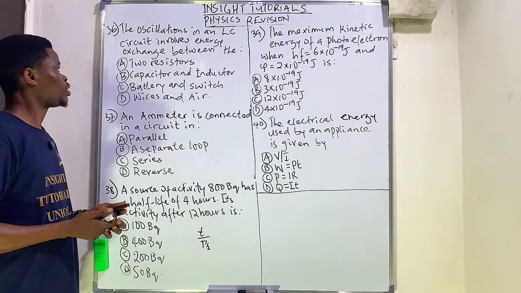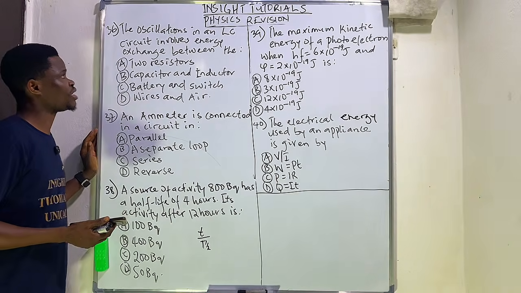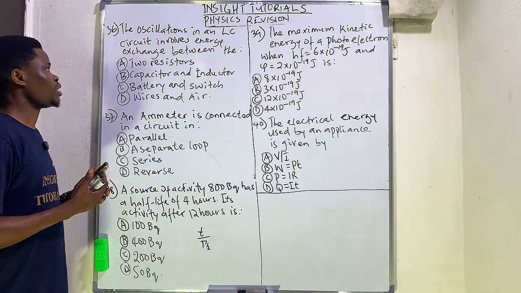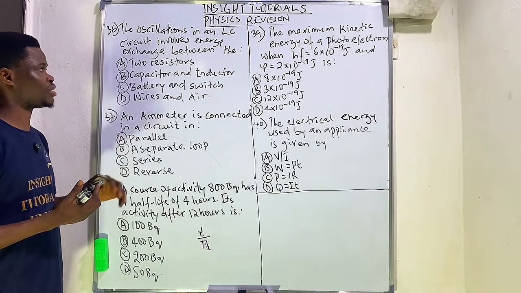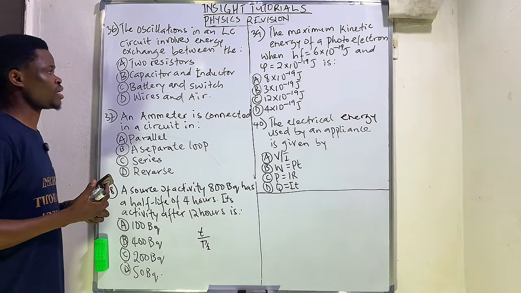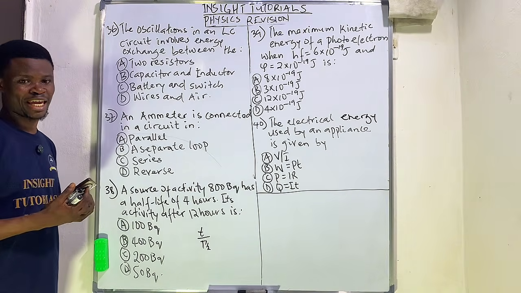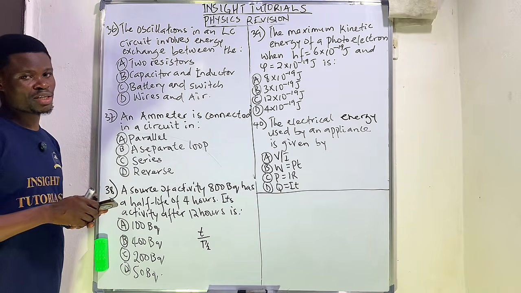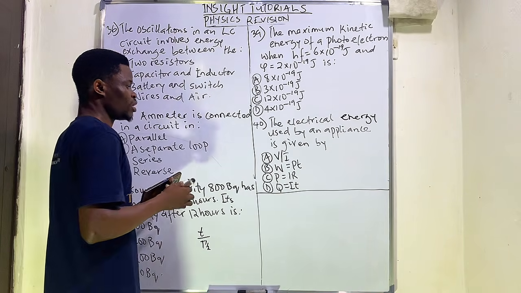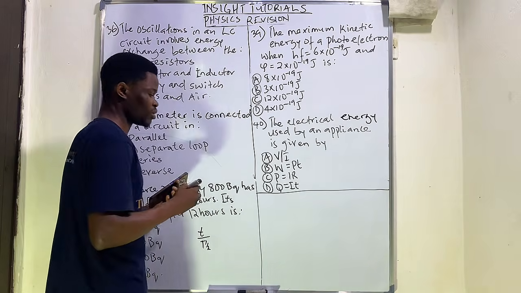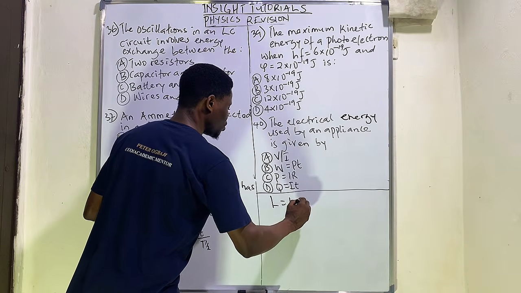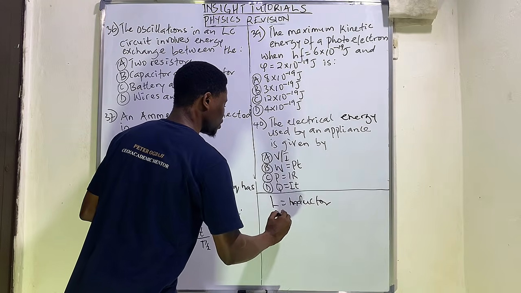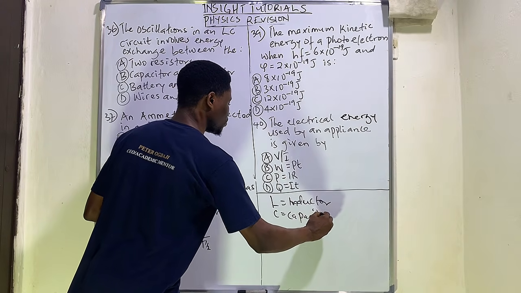All right, question 36 says the oscillation in an LC circuit involves energy exchange between the: A says 2 resistors, B says capacitor and inductor, C says battery and switch, D says wires and air. What you need to understand is that if it's an LC circuit, it's very self-explanatory. An LC circuit consists of 2 major things: an L, which is the inductor, and a C, which is the capacitor.